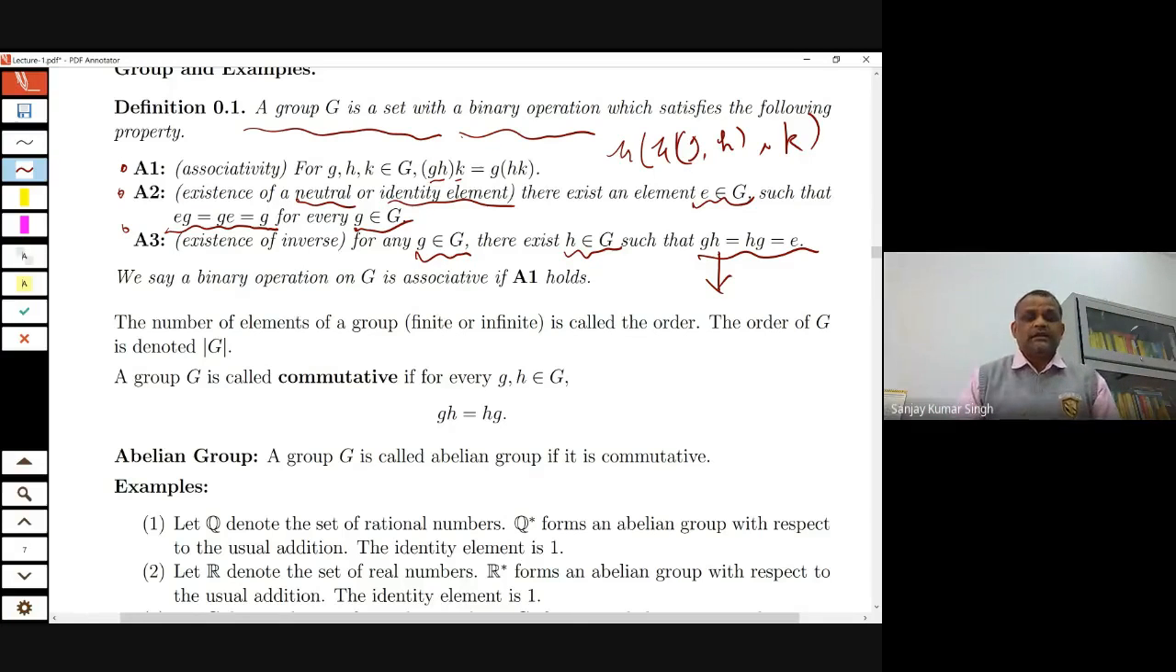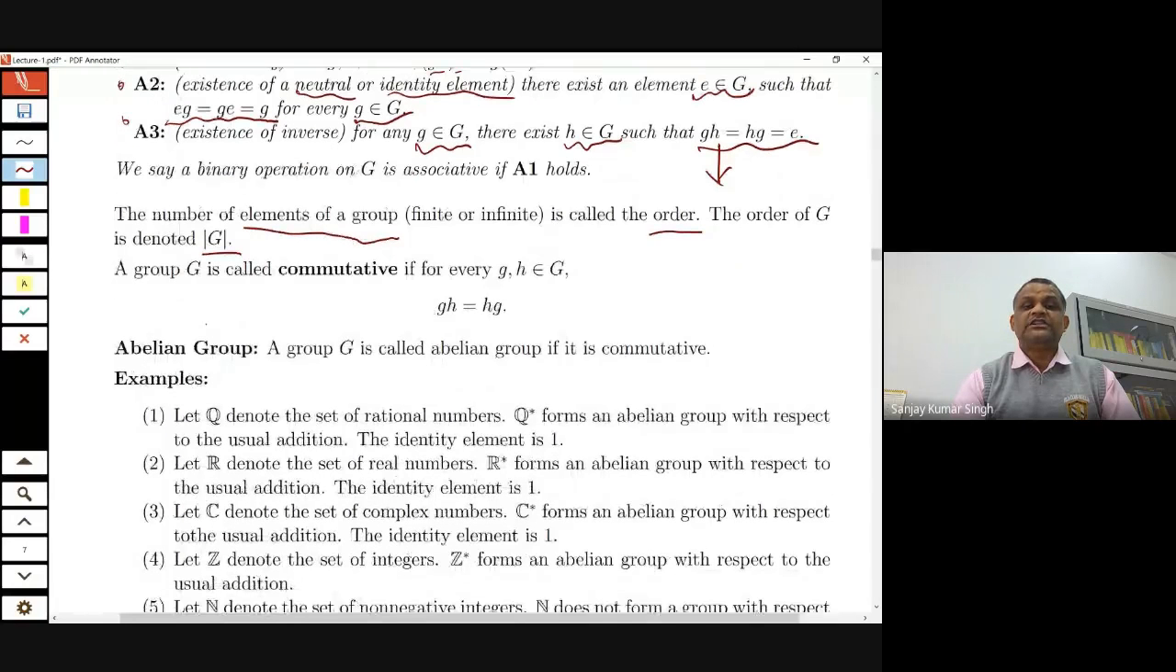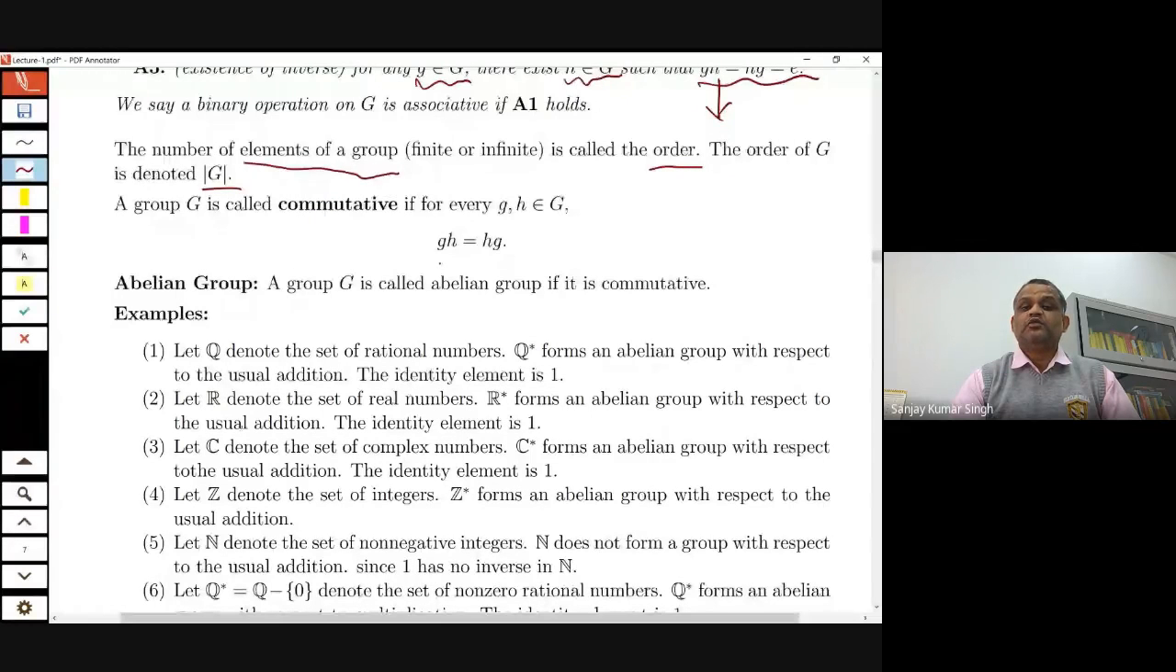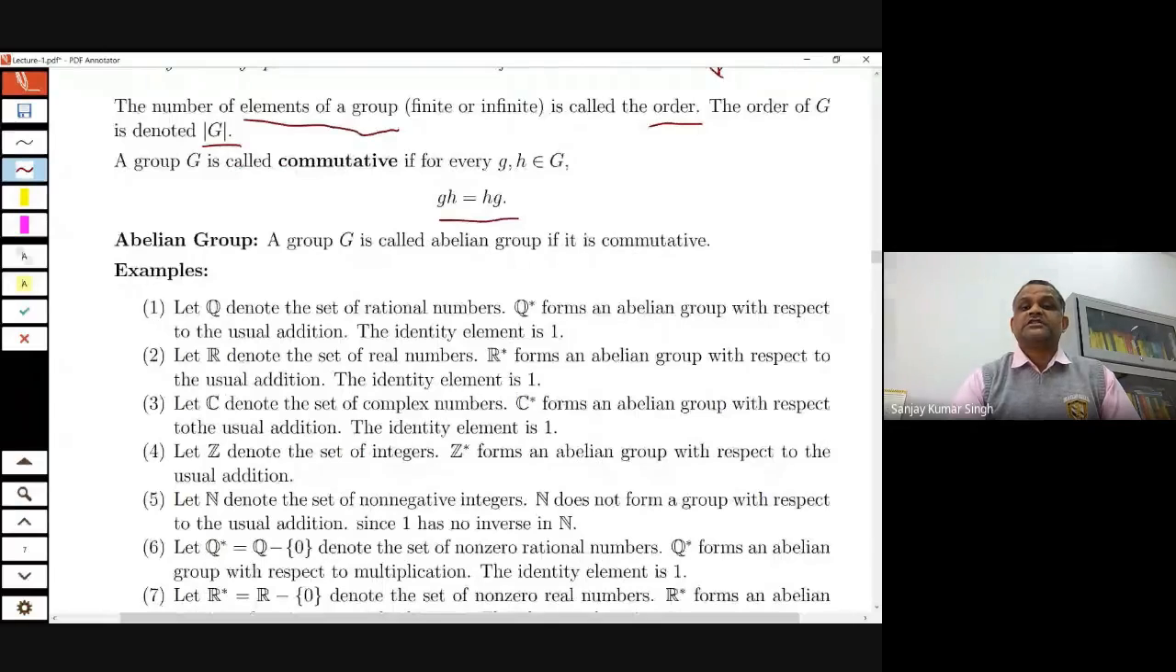So now again, let us fix some notations. The number of elements of a group is called the order of the group, and we denote it by mod of G. A group G is called commutative if for every G and H, this operation mu of G H is equal to HG. And if the operation is commutative, then we call this group abelian. So we say the group is an abelian group if the binary operation is commutative.